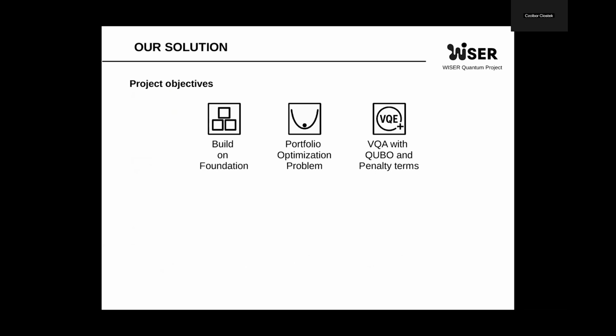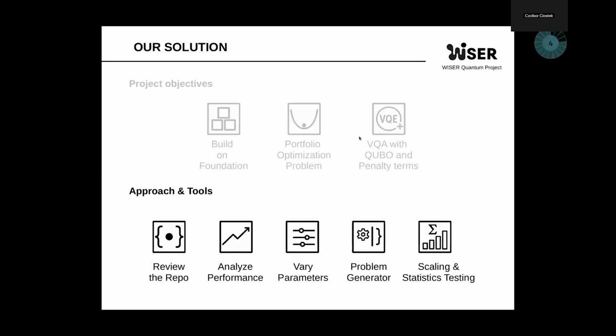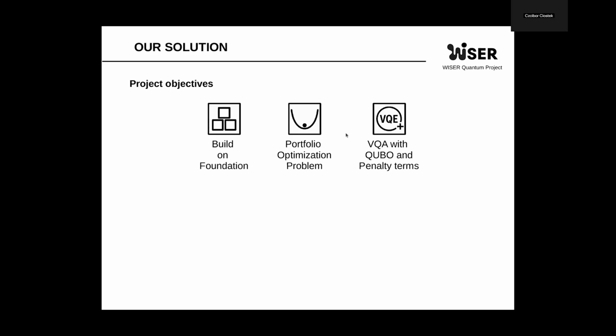So rather than starting from scratch, we aim to build upon this foundation we received to conduct further research. We set out to improve the performance of VQE on a constrained portfolio optimization problem, formulated as a QUBO with penalty terms. Our approach started from the provided GitHub repo, where we reproduced the 31 bond result and analyzed performance. We then varied parameters to find the most robust configuration and extended the study to synthetic problems of different sizes, which allowed us to perform both scaling analysis and statistical testing.